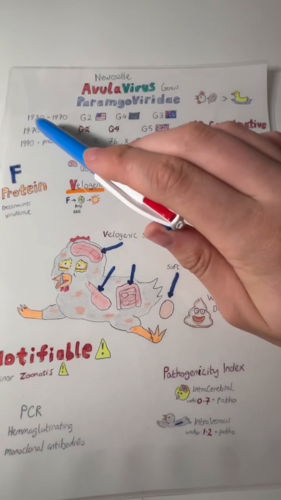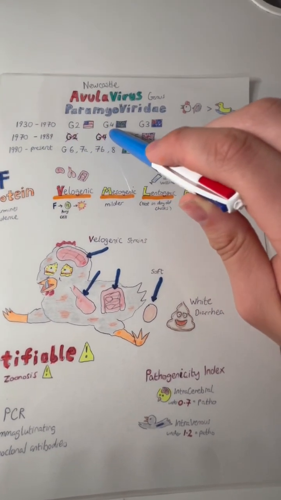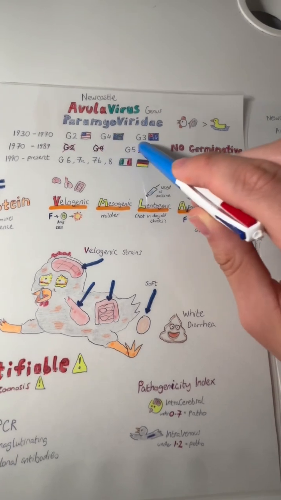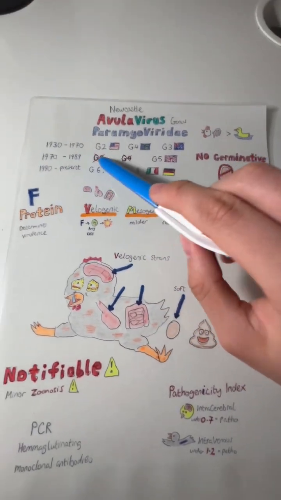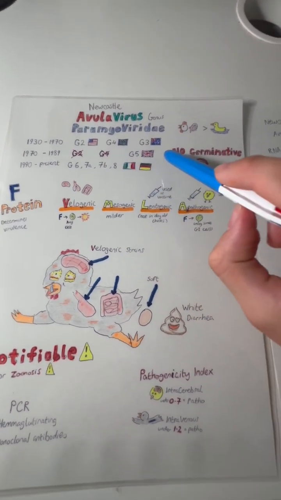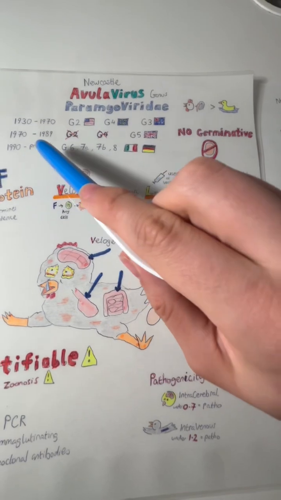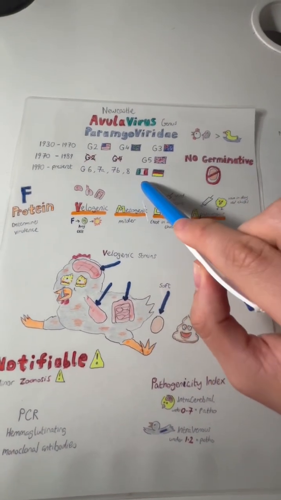Between the 1930s and 1970s, in the USA there was genotype 2, in Europe there was genotype 4, and in Australia there was genotype 3. And in the 1970s, genotype 2 disappeared and genotype 4 disappeared, but genotype 5 appeared in the UK. And after the 1990s, we have genotypes 6, 7A, 7B, and 8. There are outbreaks in Italy and Germany.